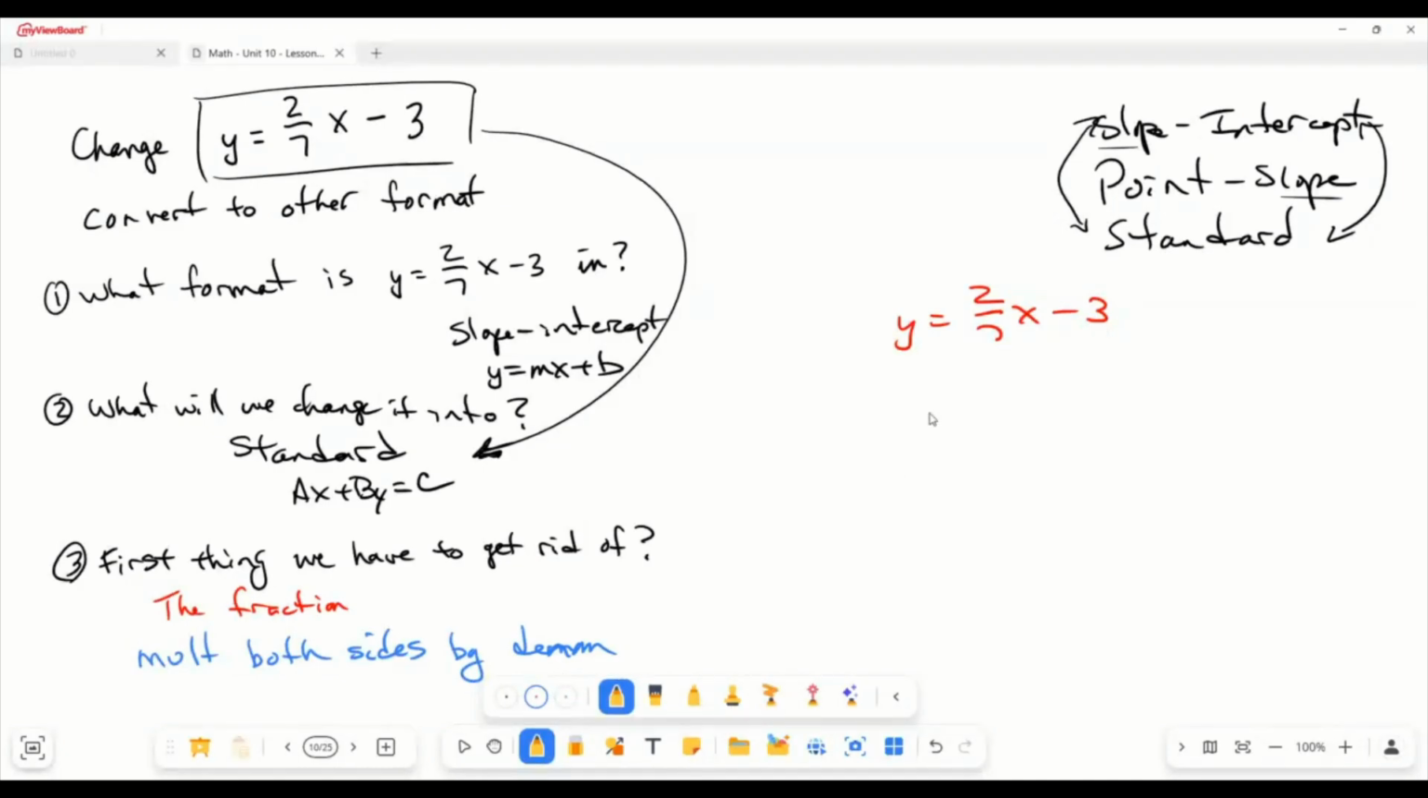Multiply both sides by the denominator. This side by 7, this side by 7. 7 times y is 7y. Here, again, we should be able to start doing this without writing everything down. We did this so that the 7s divide out and we're left with this stuff right here, 2x. Negative 3 times 7 is negative 21. Okay, well, we're a little closer. Aiming for this.